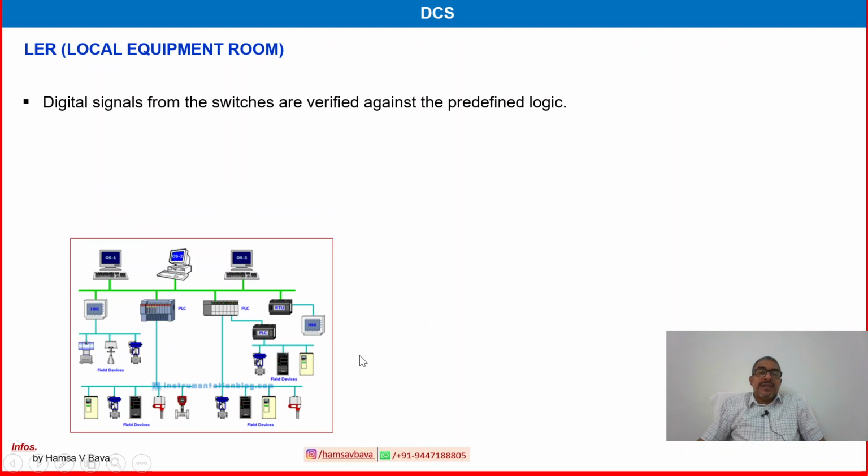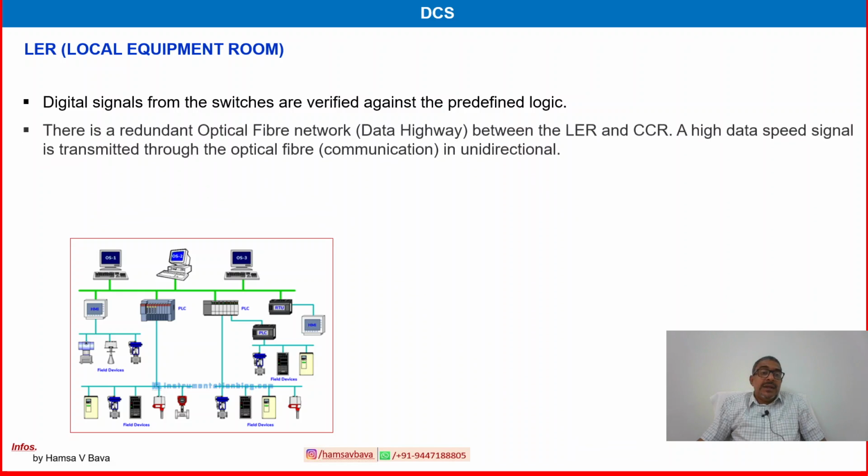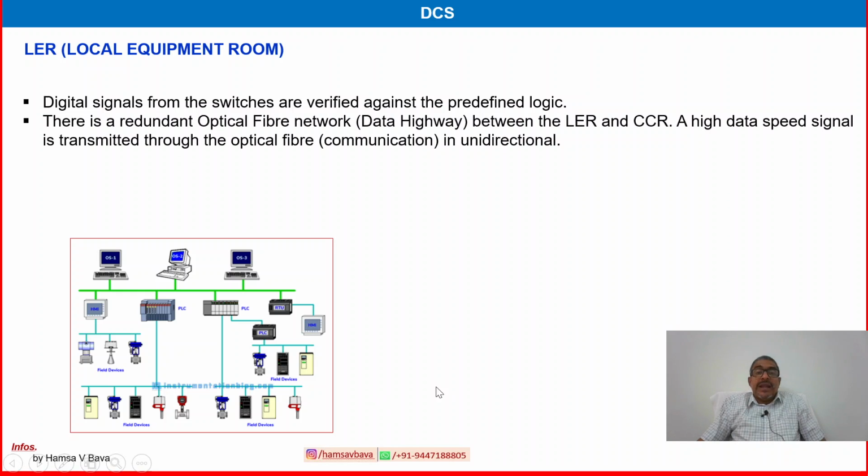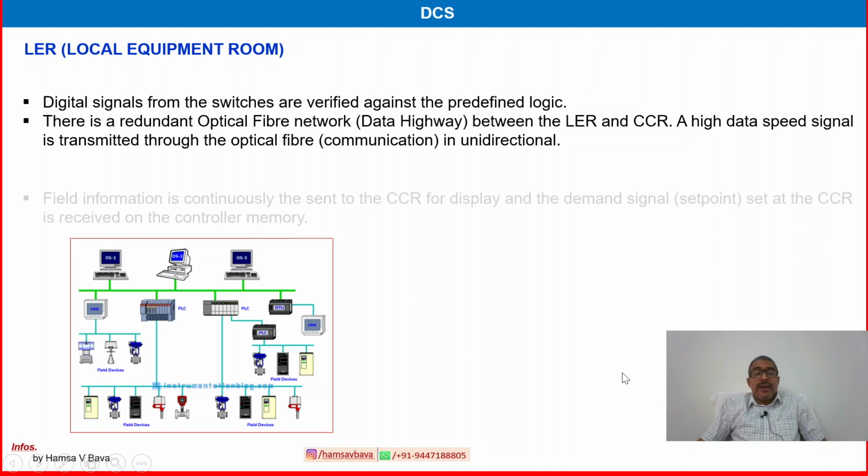Digital signals from the switches are verified against the predefined logic. This is also done in the LER. There is a redundant optical fiber network data highway between the LER and CCR. A high data speed signal is transmitted through the optical fiber cable communication, unidirectionally both ways, from LER to CCR and CCR to LER.